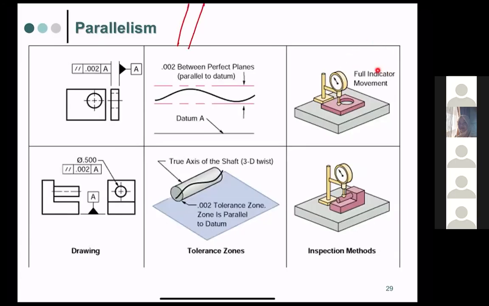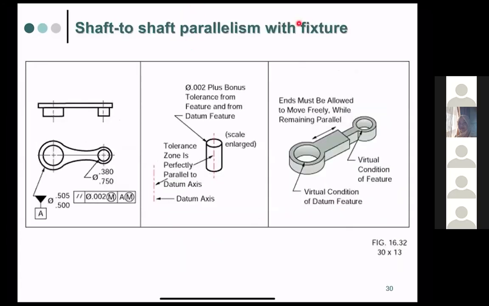Again, to check the parallelism, we can use a similar inspection method, for example, as for flatness or straightness. But I think a good example of parallelism is with this one. Okay, so we have 2 holes like this. This one is a bigger part and this is the smaller part. You can see that maybe this is from the top side, and then this is from the sides.